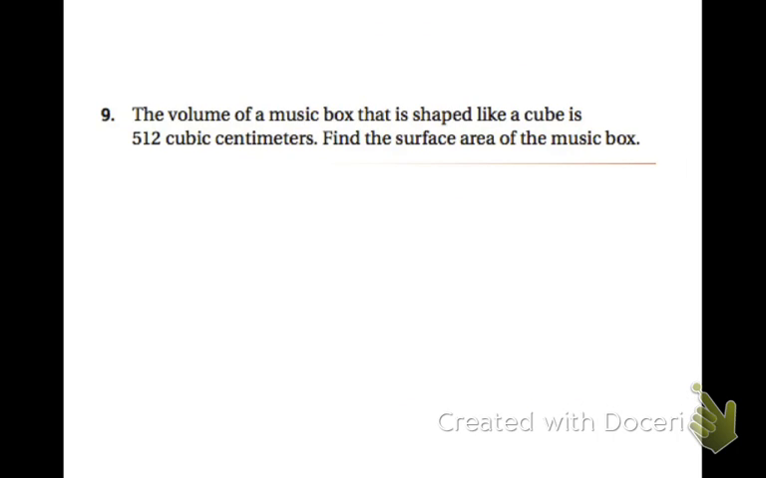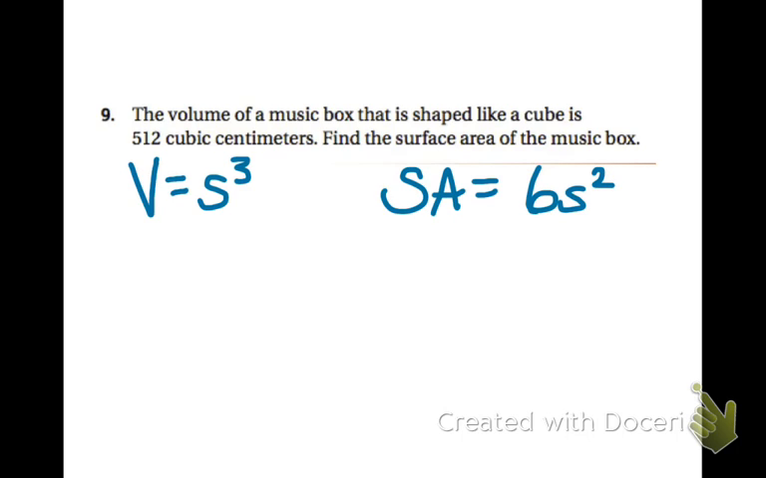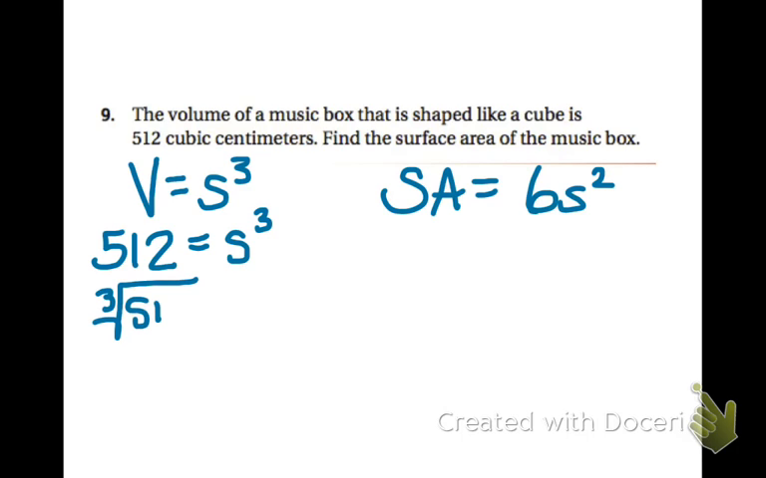The volume of a music box shaped like a cube is 512 cubic centimeters. Find the surface area of the music box. So again, relating the two formulas, volume is side length cubed. Surface area is 6 times the area of one face, because there are 6 identical faces. So since 512 is equal to the side length cubed, taking the cube root of 512 is the inverse operation of cubing a number. So the cube root of 512 is 8.